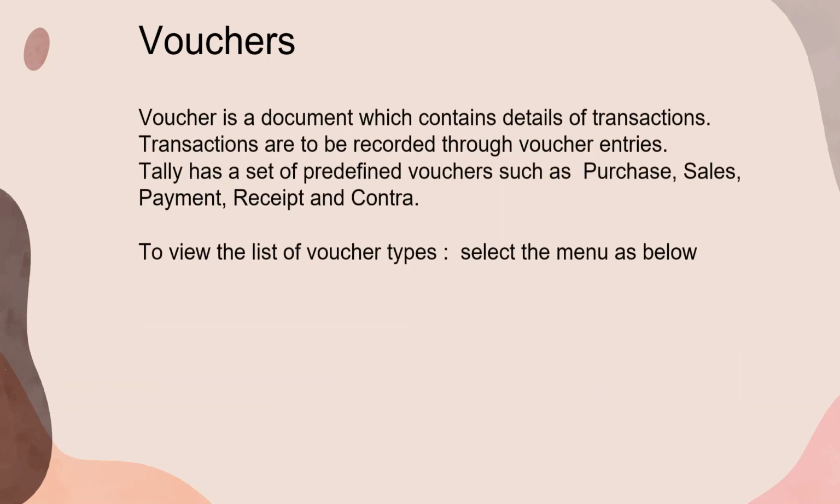Now we'll see the vouchers. Voucher you all have studied in accounts in 11th standard. It is a document. It contains the details of the transactions. Okay, so the transactions will be entered with the vouchers. Tally also has predefined vouchers. See, purchase voucher is there, sales, payment, receipt, and contra. Okay, so these all are predefined vouchers in the Tally software.